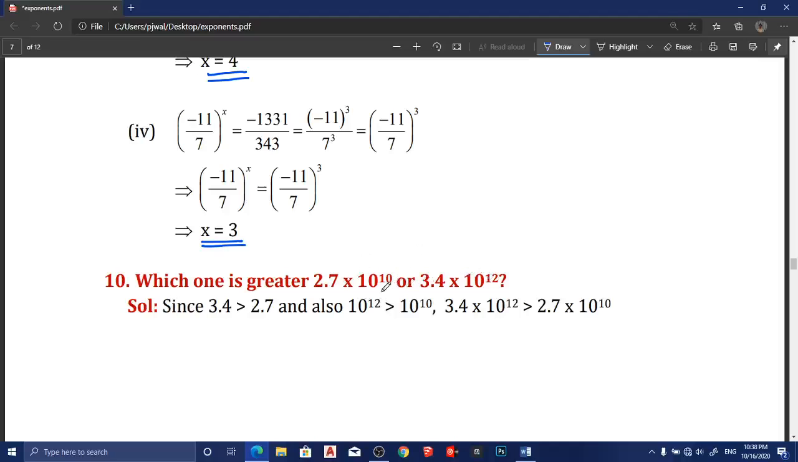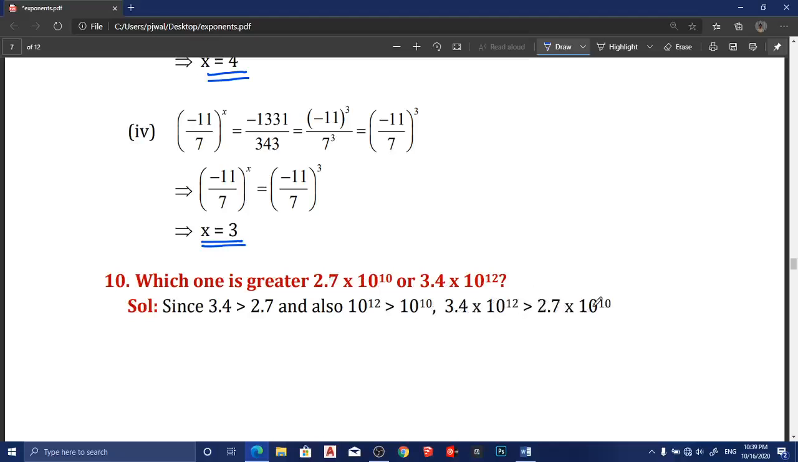Okay, now you are comparing. Simply by looking at these two numbers, you can compare directly. 2.7 is less than 3.4. Also observe that 10 raised to the power of 10 is less than 10 raised to the power of 12. This is common sense. So obviously this number is less than this number. 3.4 is greater than 2.7, and also 10 raised to the power of 12 is greater than 10 power 10. So 3.4 into 10 power 12 is greater than 2.7 into 10 raised to the power of 10.